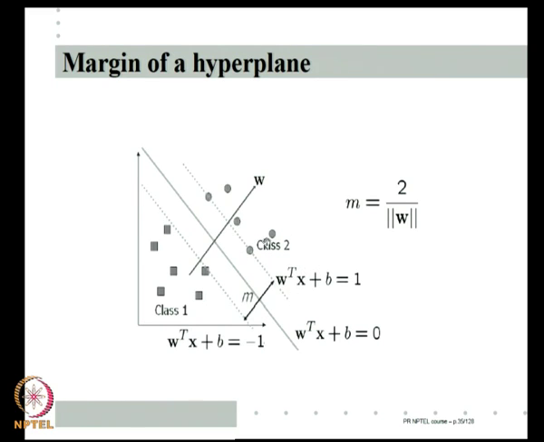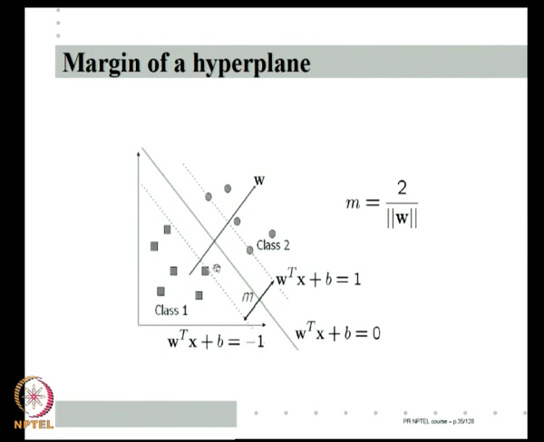So, ultimately the closest patterns will be either on W transpose x plus b is equal to plus 1 or W transpose x plus b is equal to minus 1, as in this figure. If I take this orientation for the hyperplane, then this is the separation I can get. So, this will be symmetric on either side. The distance between the hyperplane and the closest pattern will be 1 by norm W instead of 2 by norm W.